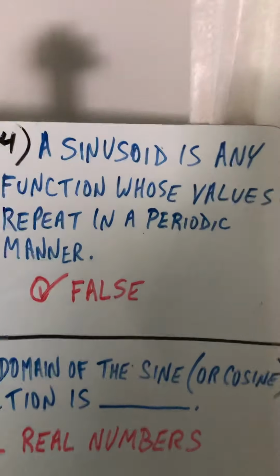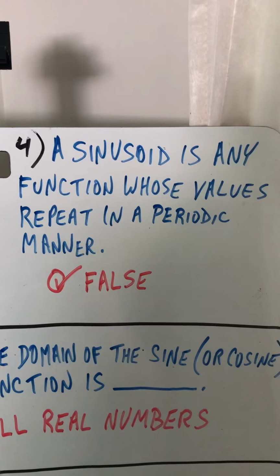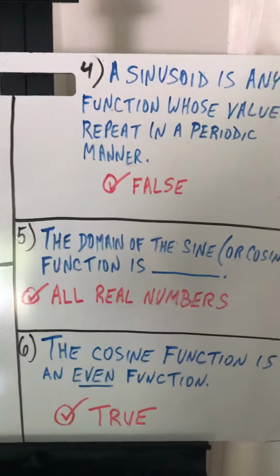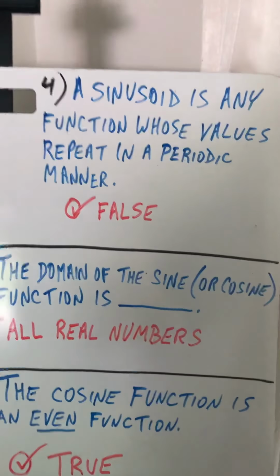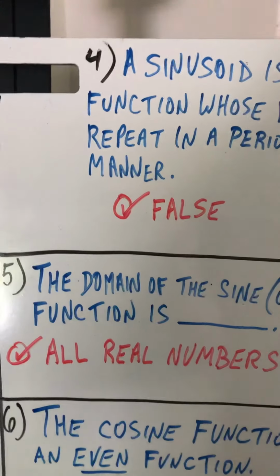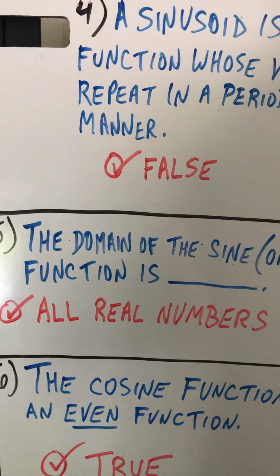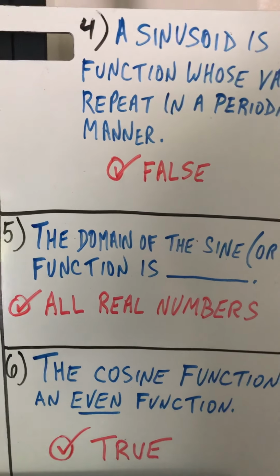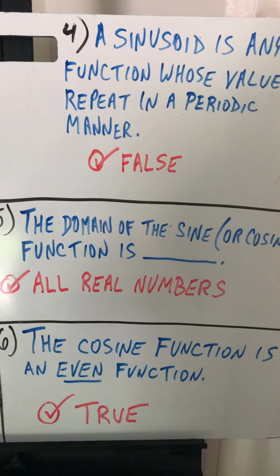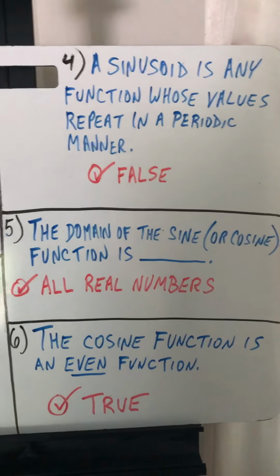A sinusoid is any function whose values repeat in a periodic manner. That is false. The domain of the sine or cosine function is all real numbers. Now, your question will either say the domain of the sine function is, and the answer is all real numbers, or it will say the domain of the cosine function is. The answer is all real numbers, depending on which one it says. Both answers are all real numbers, though.